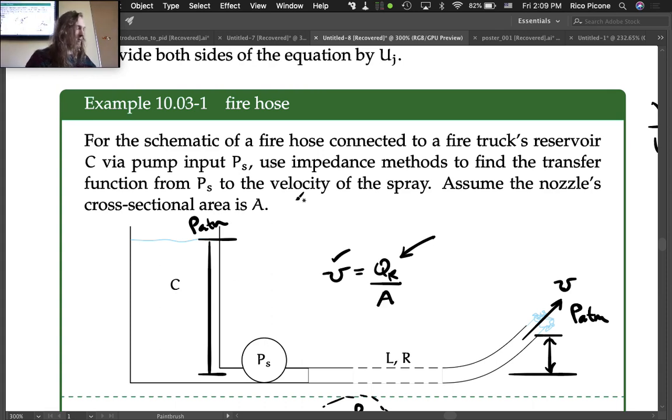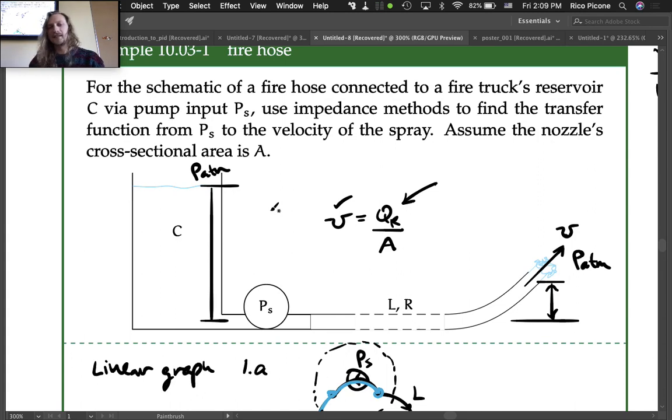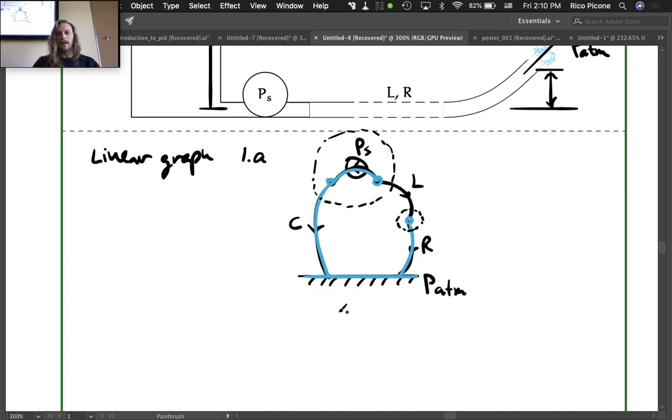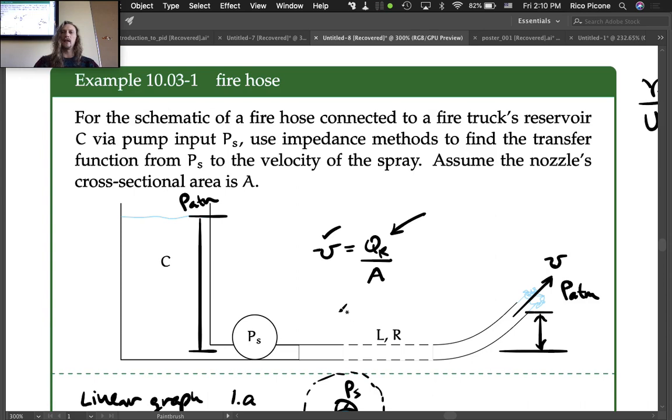So we were drinking from the fire hose last time. We were doing this example, and I think I refrained from using that phrase, but I did not this time, unfortunately. So fire hose, we've got this nice tank of water that has a pump. It's pumping the pressure up, and water is flowing out the fire hose to atmospheric pressure. We drew the linear graph and normal tree, and we would like to know what the transfer function is from the pump pressure to the velocity of the spray.